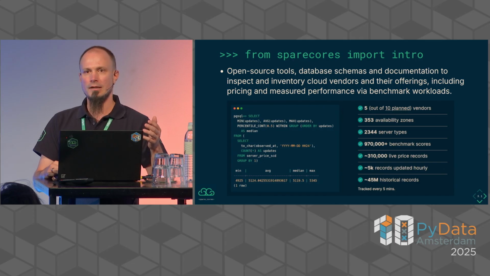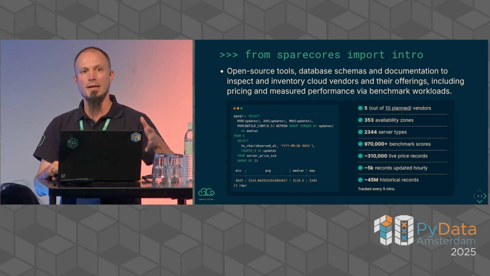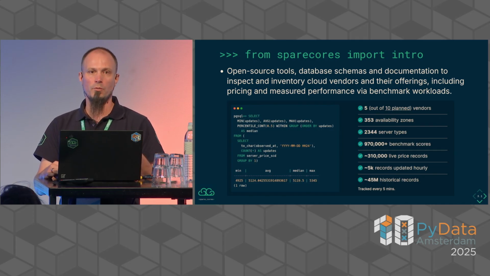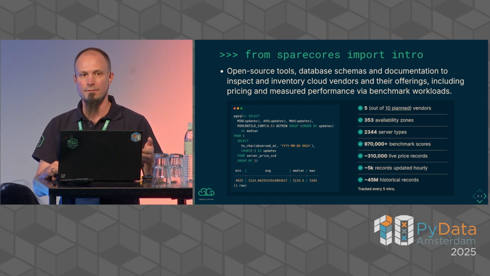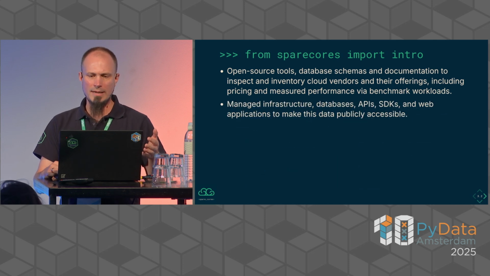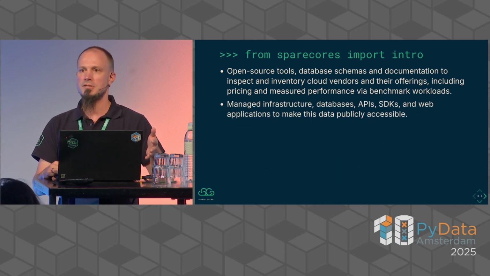We have also created web applications so that you can browse that data. We have public and free APIs, so you can just hit that endpoint and find a server which might be the most cost-effective for a workload. There are also SDKs and so on. So if you're interested, go to sparecores.com and find that there.